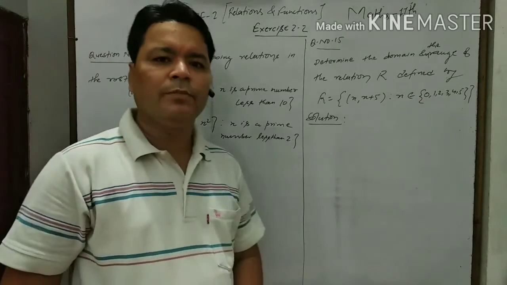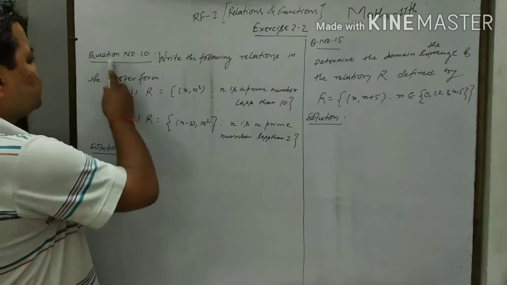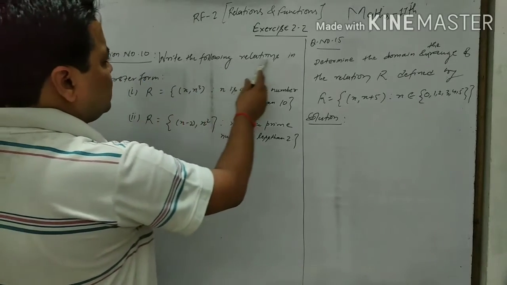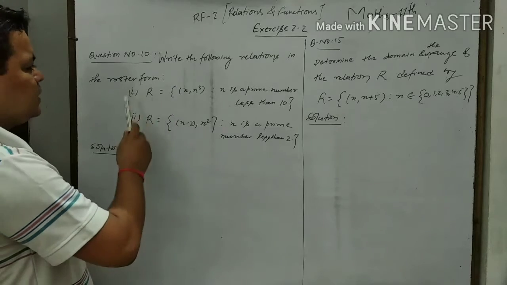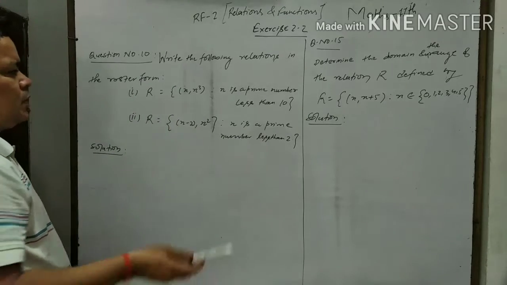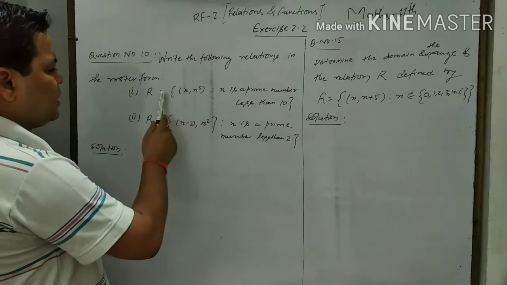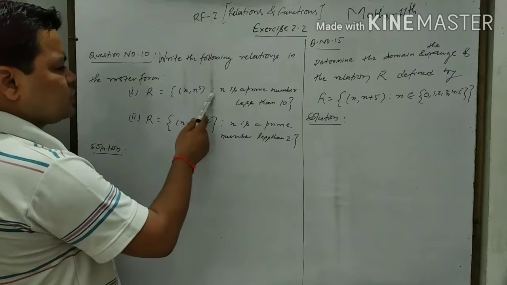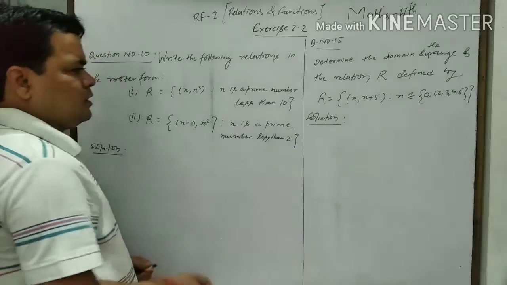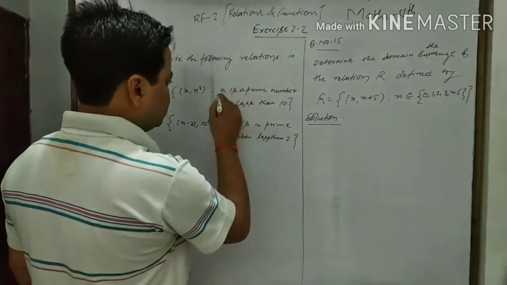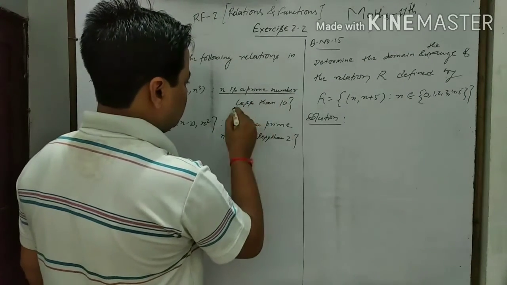Let us see question number 10. According to question number 10, write the following relation in roster form. We have to find the relation in roster form, where the definition of the relation is x cube such that x is a prime number less than 10. We have to concentrate here. What is x? It is a prime number less than 10.